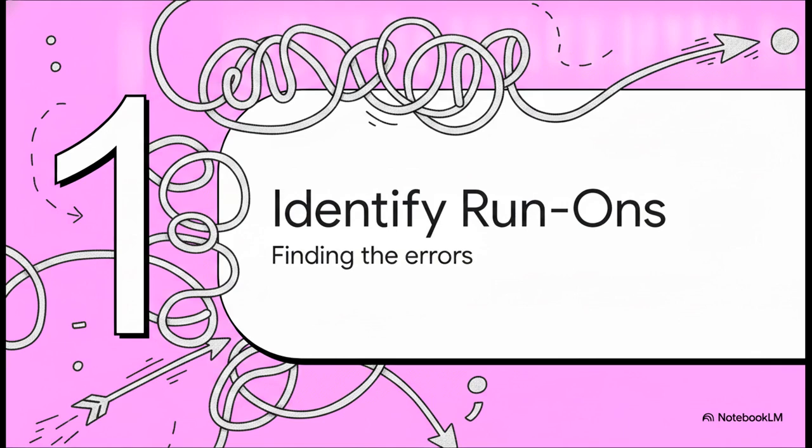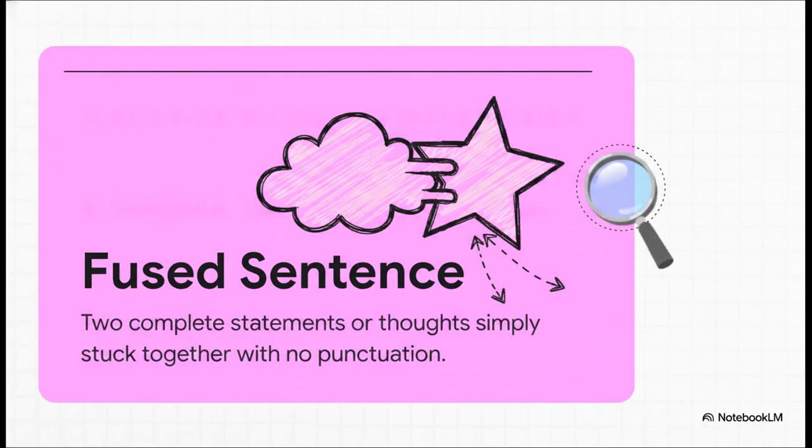Okay, part 1, identifying run-on sentences. So our very first category of errors deals with sentences that honestly just don't know when to stop. The first type, it's called a fused sentence. Think of it kind of like two complete statements or complete thoughts that a writer has just jammed together into a single sentence. They run together with absolutely zero punctuation between them to signal a break. It's basically a grammar pileup.